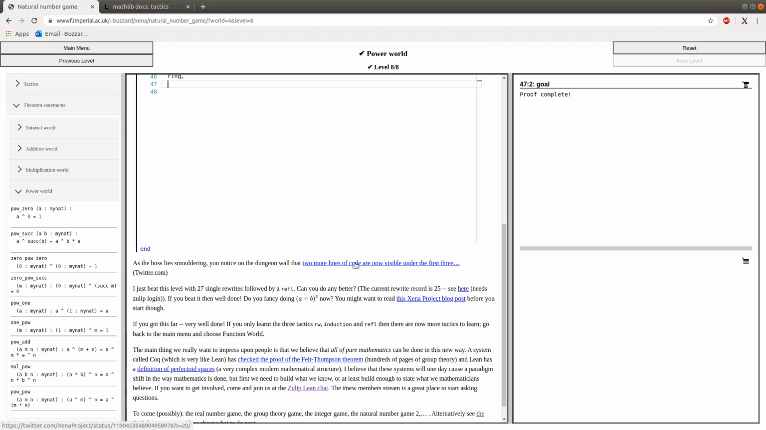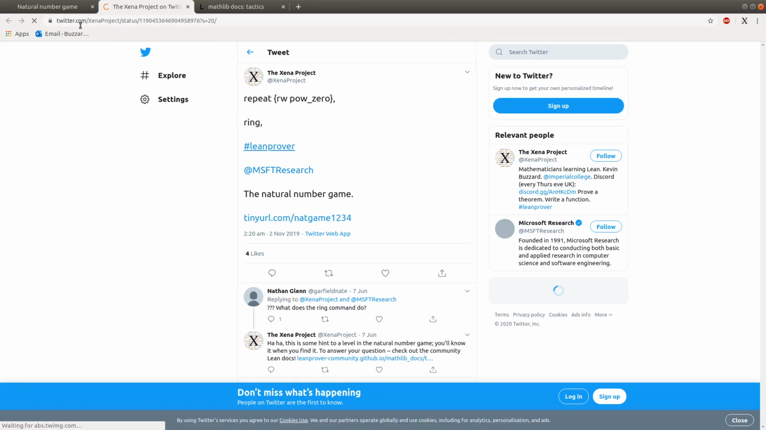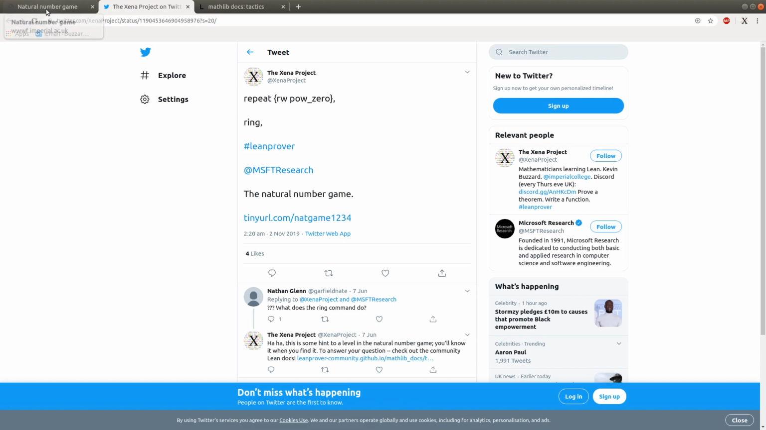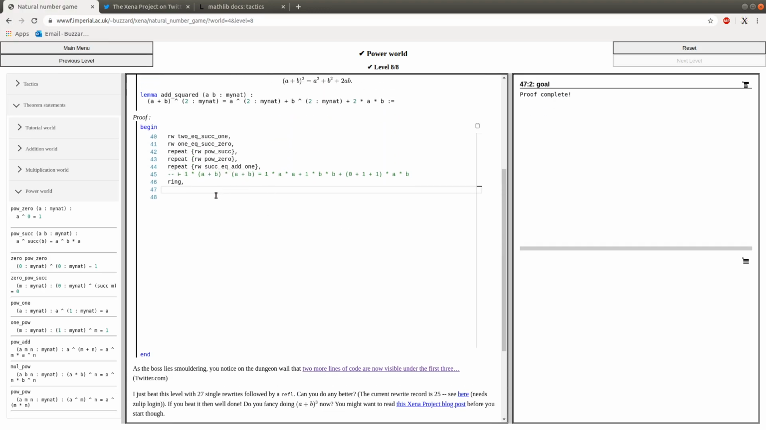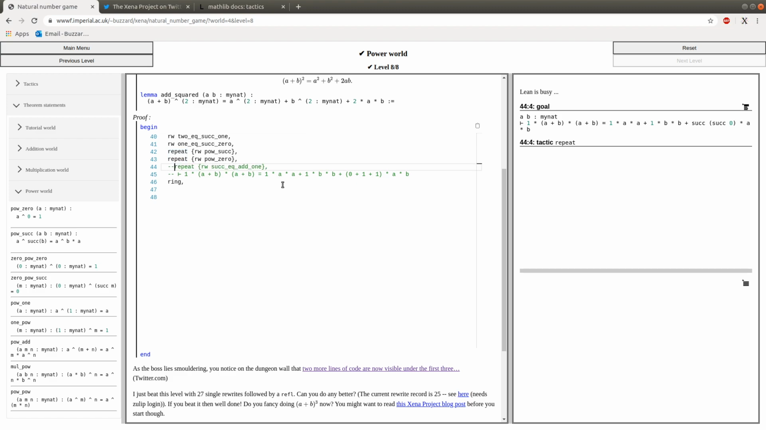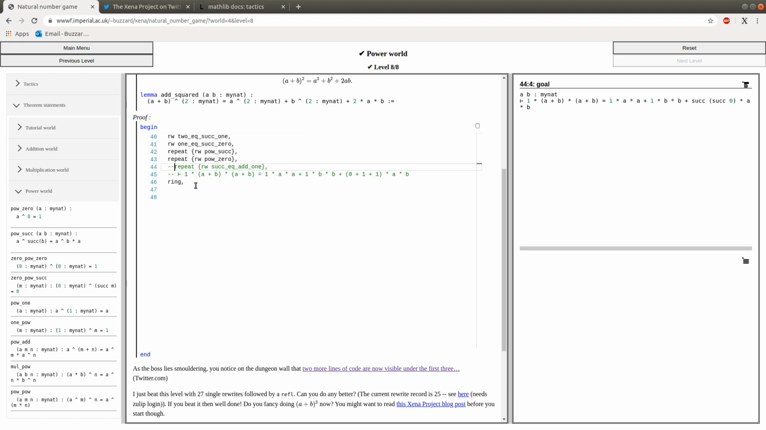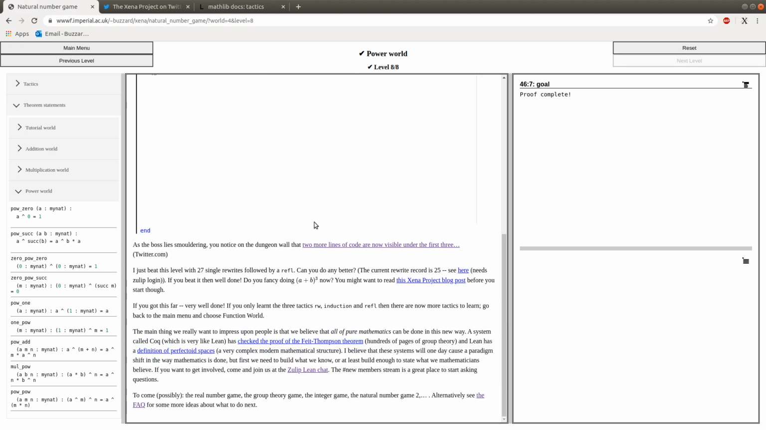Oh, and that's the cheat. Does that link still work, I wonder? There you go. Repeat rewrite power 0, ring. Apparently I didn't need that line there. Is that true? Ring, does that work? Well, it must work. It does work. I have no errors. So there you go. Proof complete.